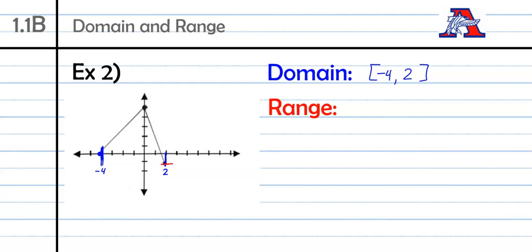And then we're going to do a similar thing for the range. I'm going to find the lowest number, and we have to look, and these are, again, kind of hard to read, but we're going to call that -1.